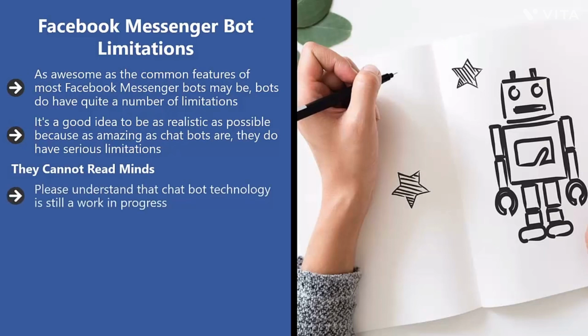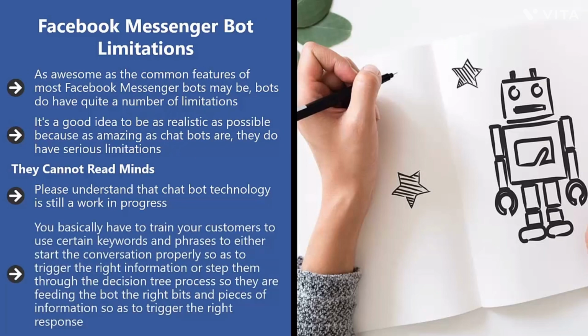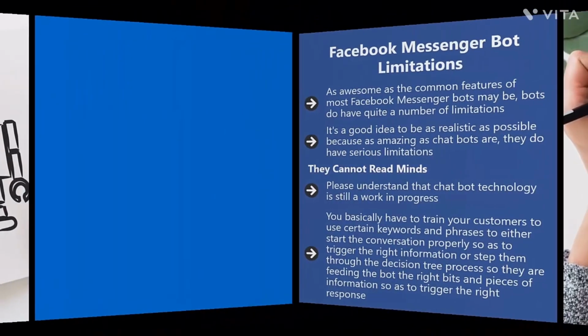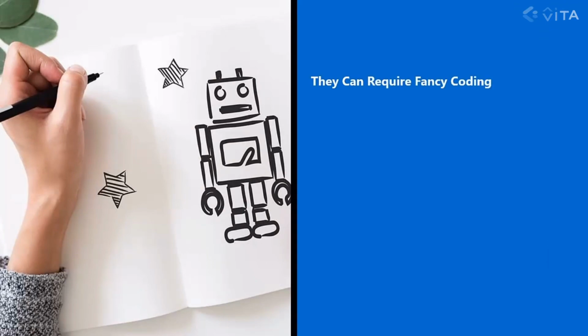Please understand that chatbot technology is still a work in progress. We haven't reached a point yet where you can post an ambiguous word and automatically expect the bot to know what you're talking about. You basically have to train your customers to use certain keywords and phrases to either start the conversation properly so as to trigger the right information, or step them through the decision tree process so they are feeding the bot the right bits and pieces of information so as to trigger the right response. This can be quite clunky and awkward depending on how long the decision tree is and how many alternative pieces of information are possible with each branch of the logic tree. They can require fancy coding.